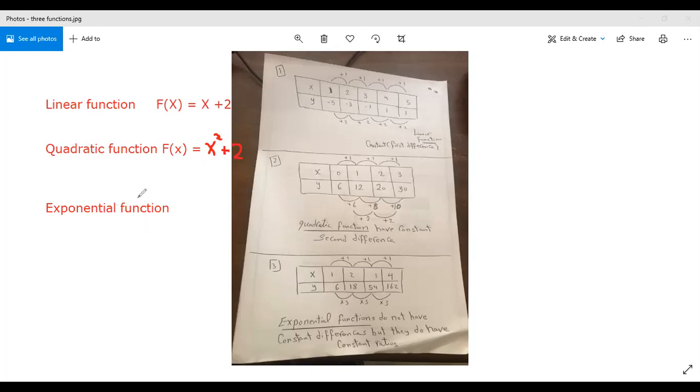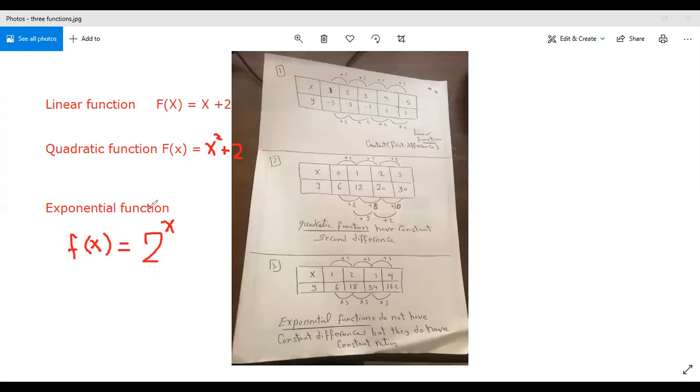But today with the exponential function, it will be f of x equal 2 to the power of x. So we can note that the independent value, which is x, we have it here as an exponent, right? So you can note that x here is a power, an exponent, not a base.